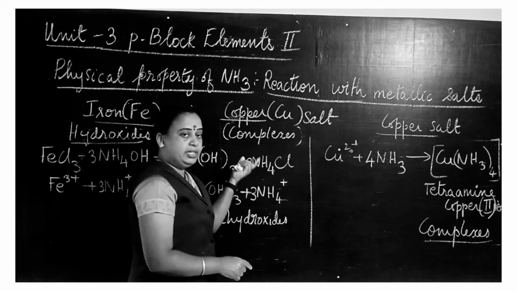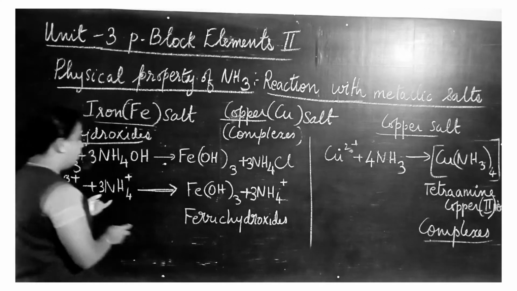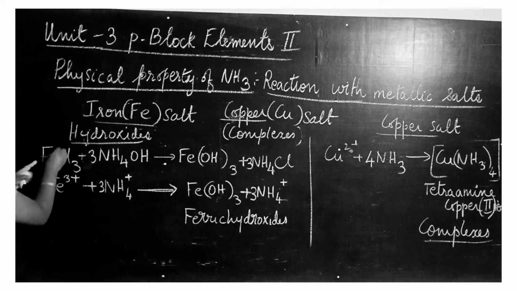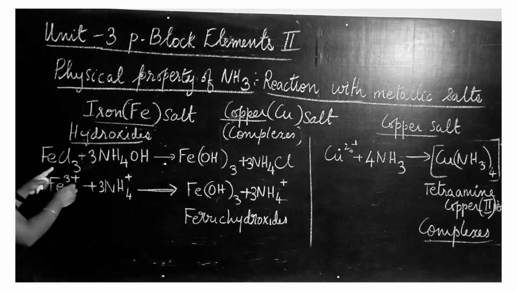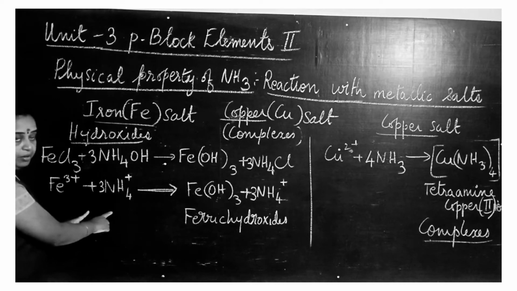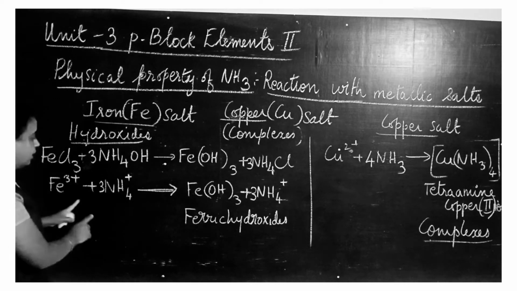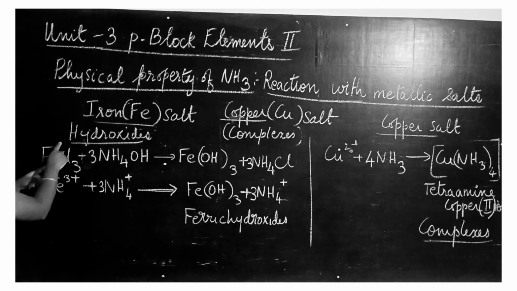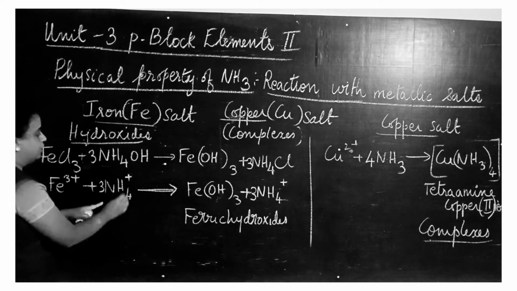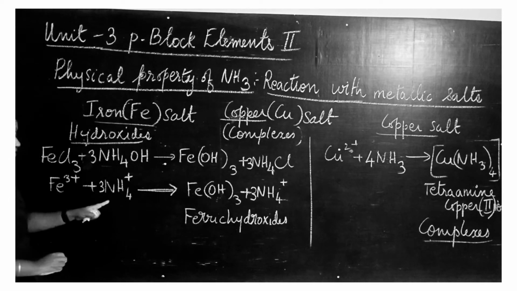Now, this reaction's ionic form is written at the bottom. When we separate the charges, Fe will have the positive charge and chlorine will have the negative charge. We are not writing any anions, only the cations. So Fe, the charge is plus 3, Fe3+. And here only NH4 we write. NH4 has a plus charge, so it is a cation.